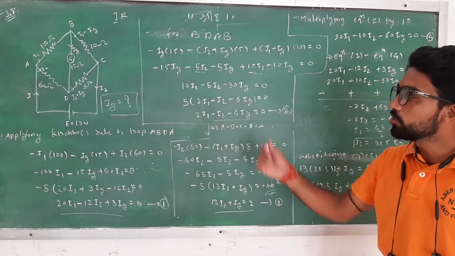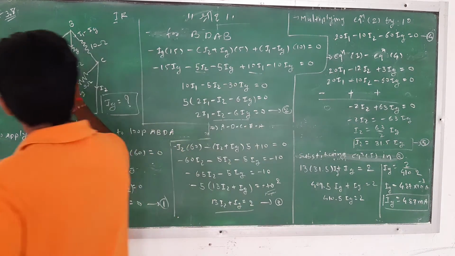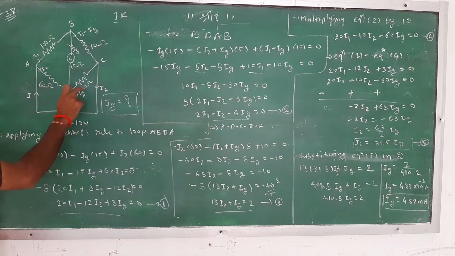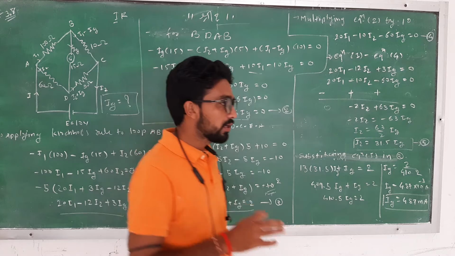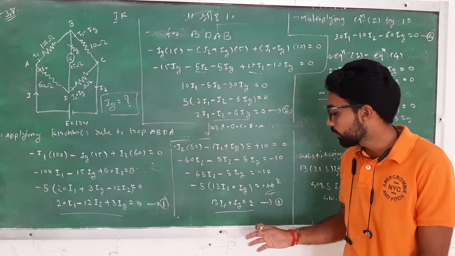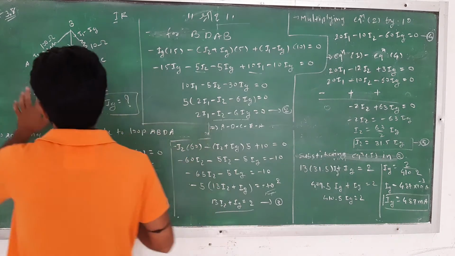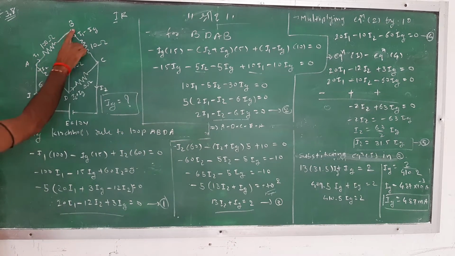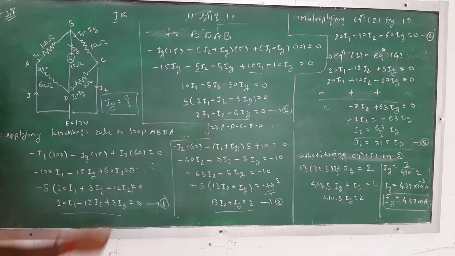Now you can apply Kirchhoff's second rule to the different loops, this one, this, and then this. Then we find the equations, and from those equations you can find the values of I. So we start by considering the loop A, B, D, A and apply Kirchhoff's second rule to it.